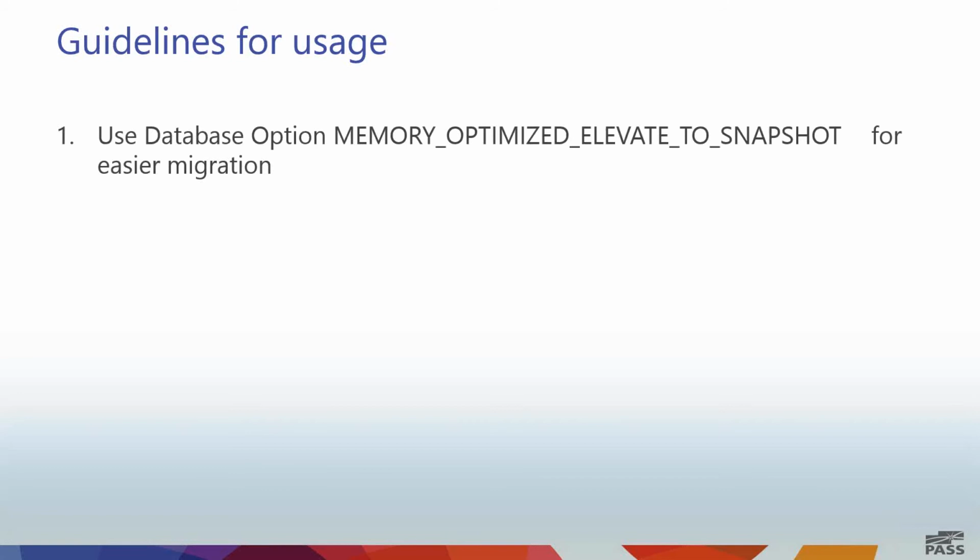So, guidelines for using this new transaction model. First, we recommend to typically use this new database option, MEMORY_OPTIMIZED_ELEVATE_TO_SNAPSHOT, to make migration easier. Then, we don't support any locking hints like UPDLOCK or XLOCK or whatever. Instead, you should declare the isolation level that you want to use. If you're using an XLOCK hint now, you probably want to have serializable isolation.